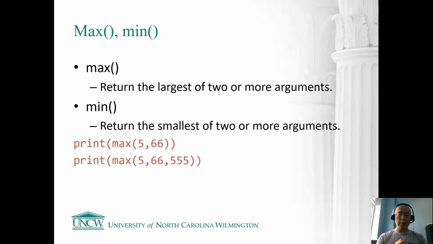If you want to do some tests, say the max of 5 and 66, then the maximum will be 66. You may say, okay, max is really easy. Well, let me show the second example, which is interesting. It tells us that no matter how many parameters we send to the max function, it will always give me the maximum value among all the parameters. That's cool, right? Because we can send as many arguments as we want.